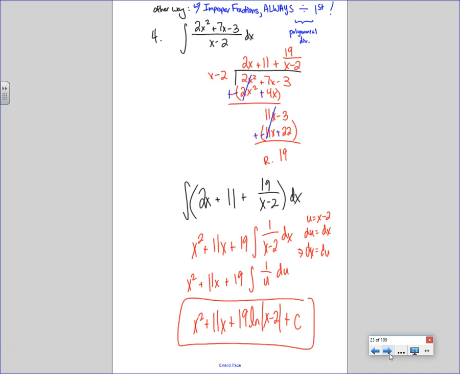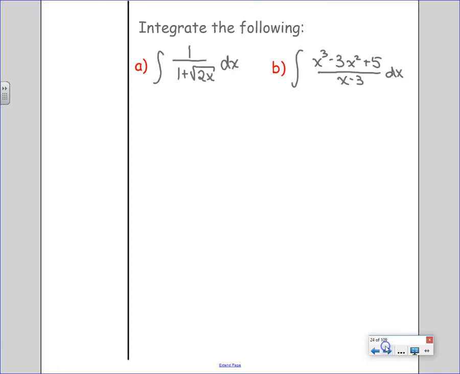So what am I telling you to do always with improper fractions, which you can tell because the degree of the top is higher than the degree on the bottom? Always do what first? Divide. Shoot. Life gets way easier. Sure does. Life gets way easier.